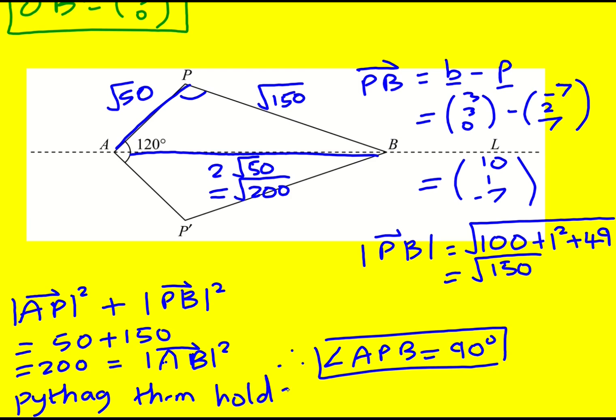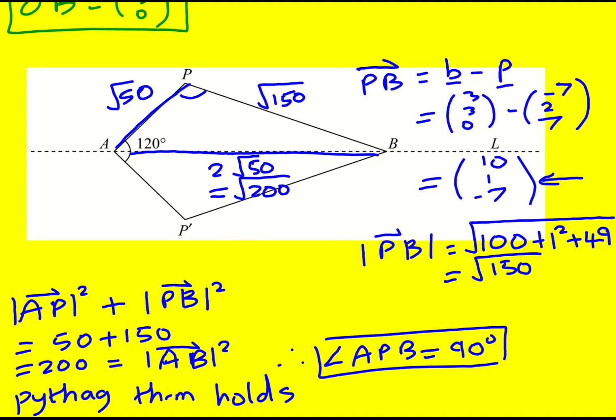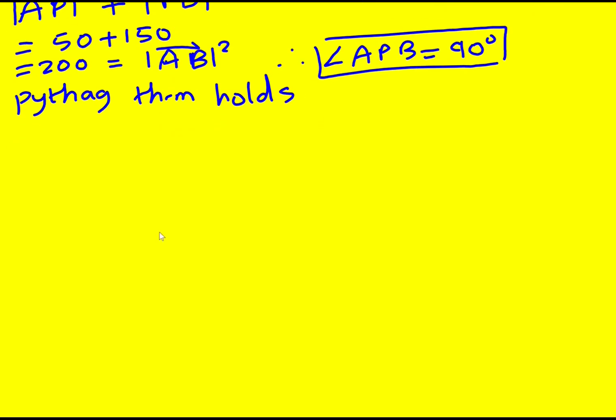The other way to do this question, and the way the answers did it, is to again do the scalar product. Take the scalar product of PB, which we've calculated, with AP and show that it's 0. It's a similar amount of effort for these two. On to the very last part.